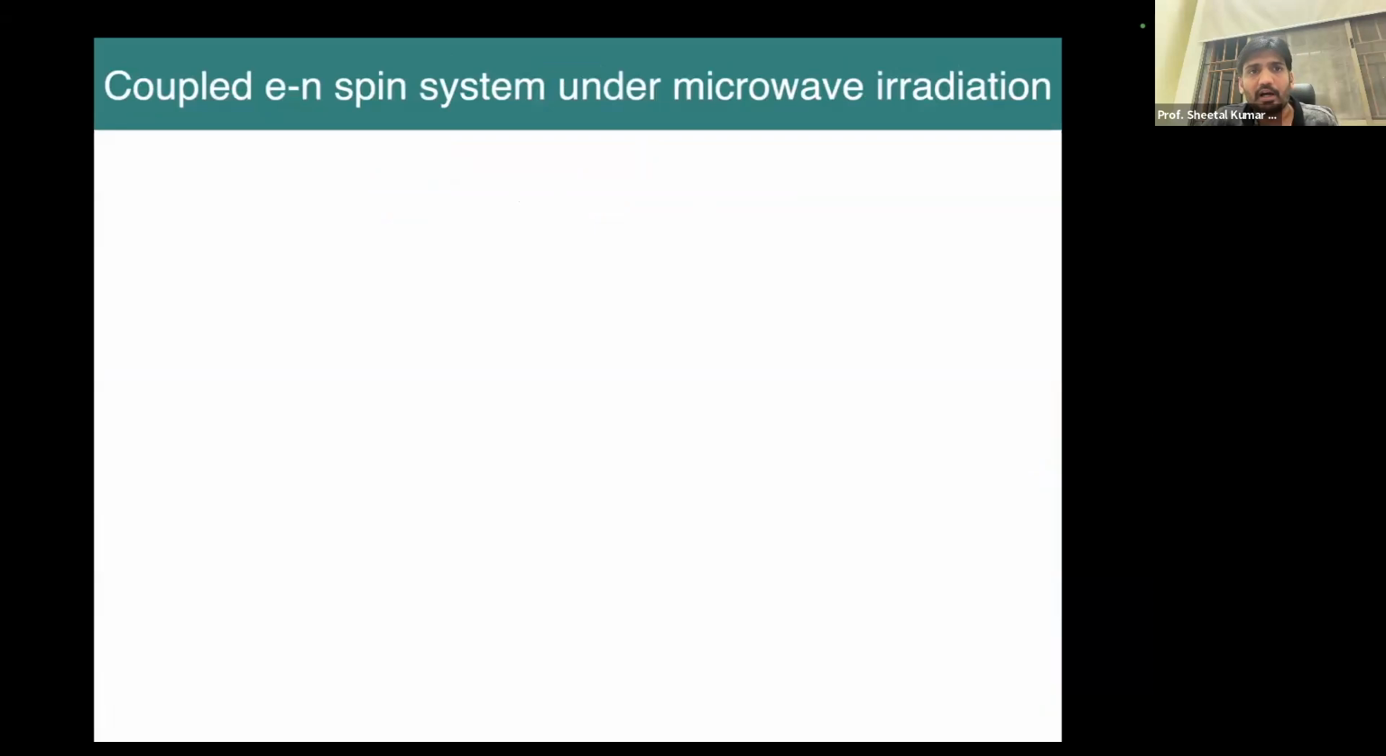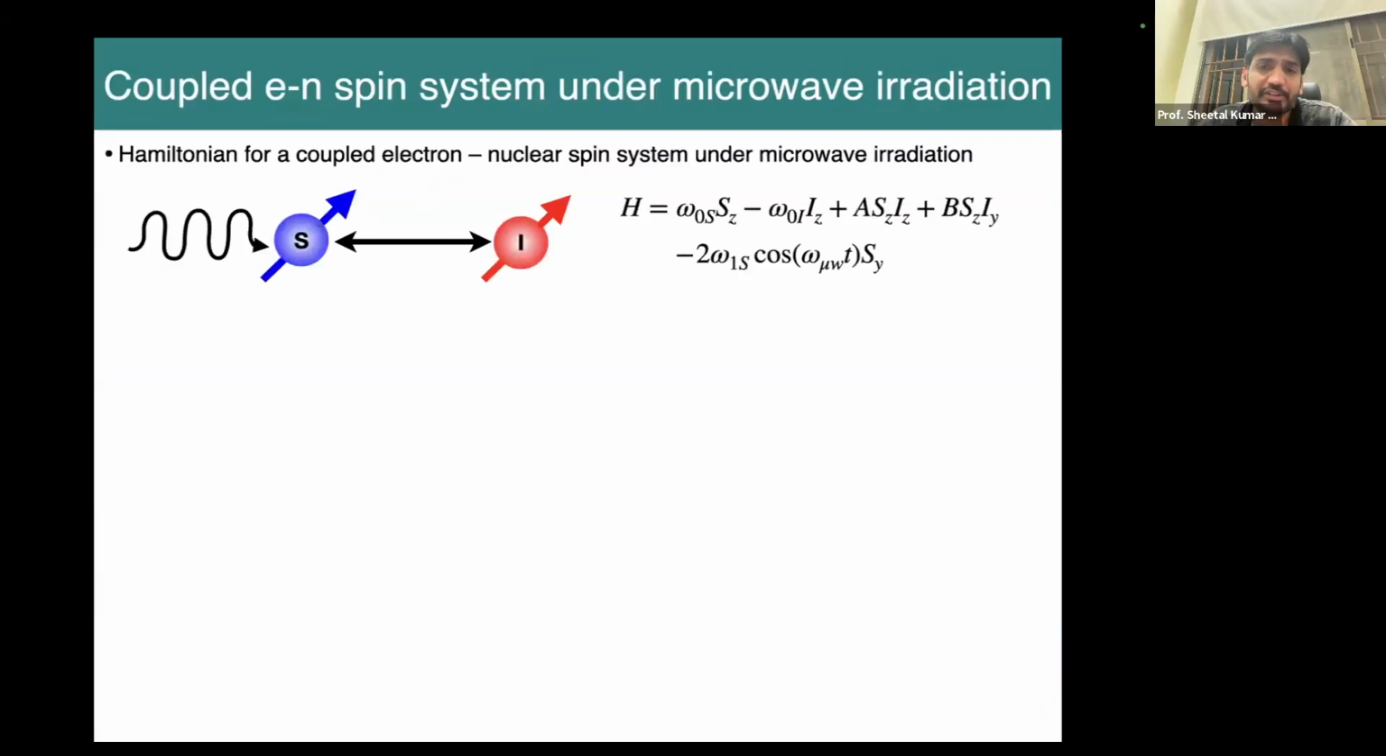So how do we understand these using average Hamiltonian theory? We have to start from the Hamiltonian. The Hamiltonian looks like this. This is the one electron spin, one nuclear spin Hamiltonian. Here, this part is the microwave irradiation that I showed in the previous slide.